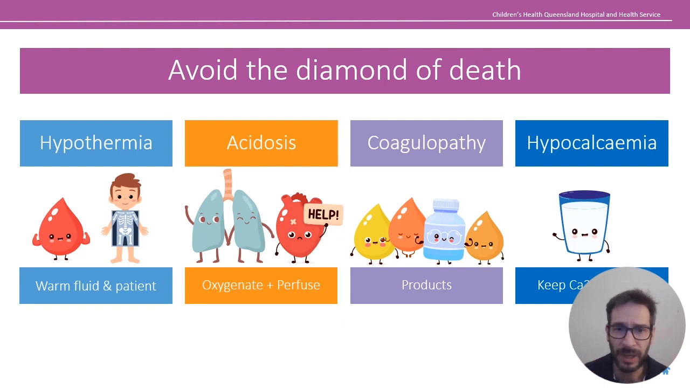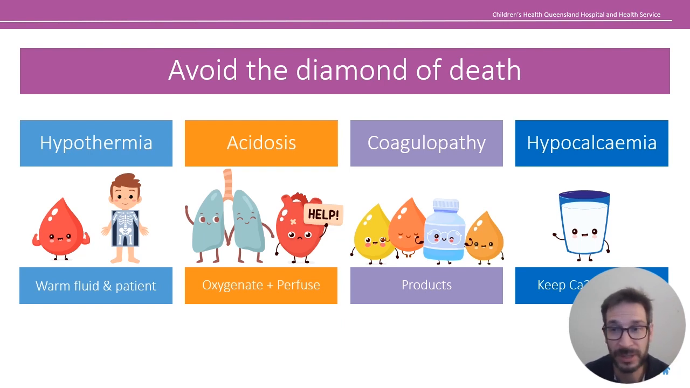The reason that we're giving those products, the reason that we're going to need to do a number of other things during this resuscitation is that we are really trying to avoid the diamond of death. So the diamond of death is this idea that there are four key components that can happen when your body is experiencing traumatic injury and bleeding a lot and being resuscitated with the products that we give you.